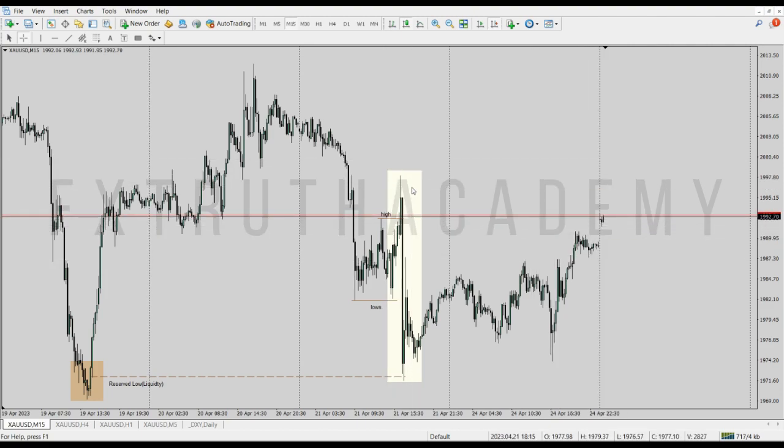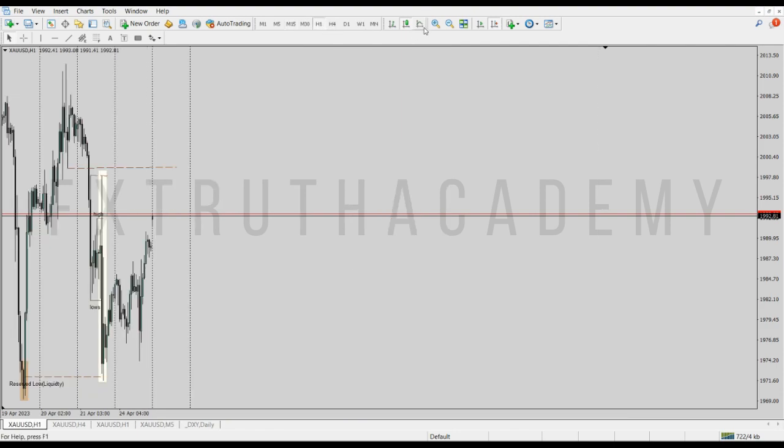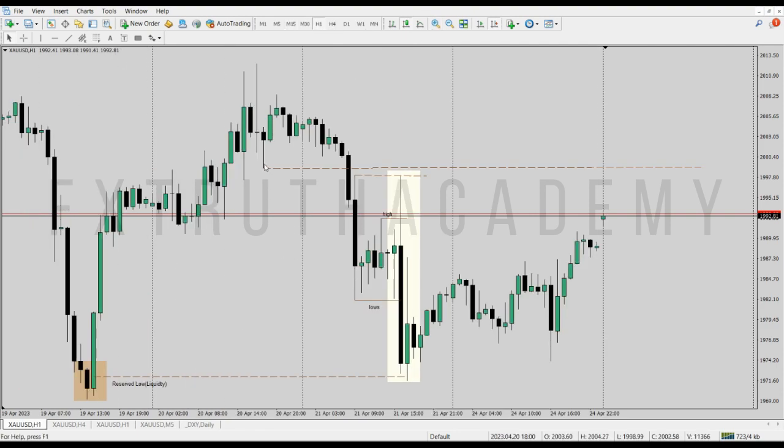So I'm looking forward on the 15 minutes. I want to see price actually run out these highs, those are equal highs, also known as double tops. You know what I'm saying? And also probably gets to this 1 hour mitigation block, because if you go to the 1 hour, you see the mitigation block right there.